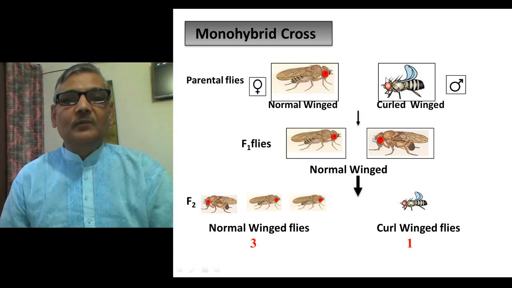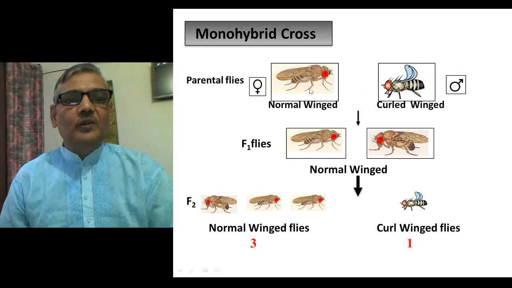Out of them, one stock is curled winged. So all the male and female flies in that stock will have curled wings. This is because of a mutation. Now, this curled wing mutation is actually located on the third chromosome, and it is an autosomal mutation. So by using this mutant stock, we can study the law of dominance as well as the law of segregation.